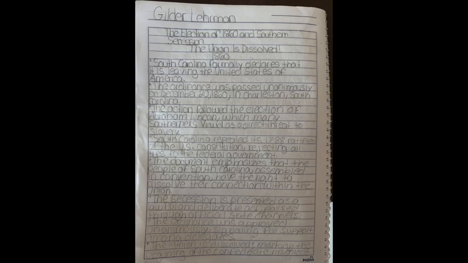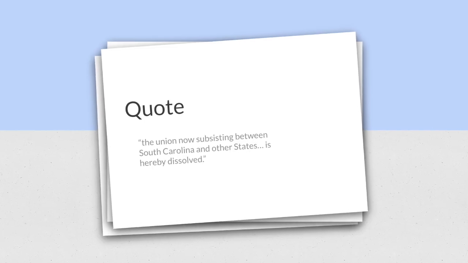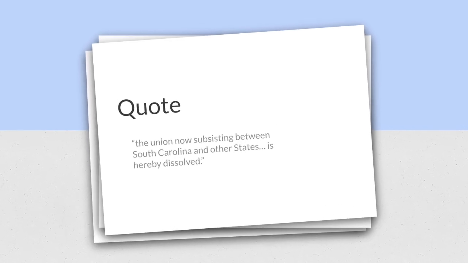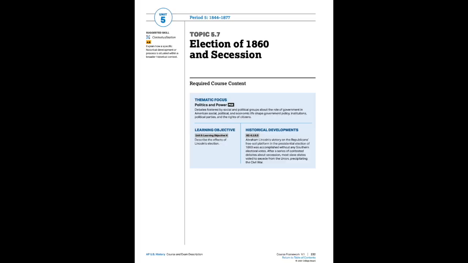The Union is dissolved from 1860 when South Carolina declared, quote, "The Union now subsisting between South Carolina and other states is hereby dissolved," end quote, which marked the first formal secession. This directly shows the effect of Lincoln's election. Southern leaders believed his presidency meant the end of slavery expansion and thus the end of their political power.